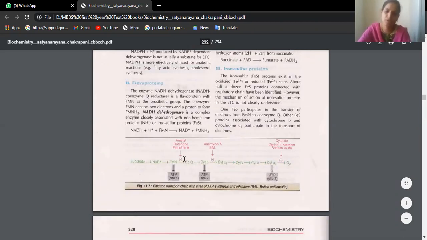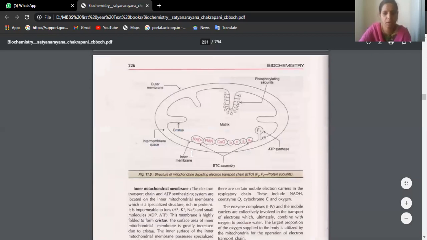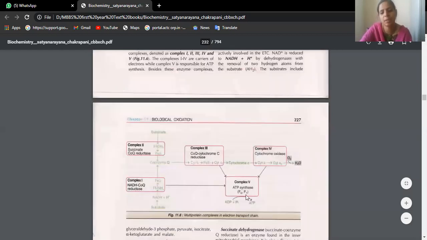Whatever you are seeing in this line, or if you just draw the mitochondria and talk about this, these are the electrons: NAD, FMN, coenzyme Q, cytochrome B, C, A, A3. These are flavoproteins which are finally concerned with coupling, F0, F1. ADP is coupled with high energy phosphate to form ATP. So three ADPs will be involved. They will be coupled with three high energy phosphates to form three ATPs.